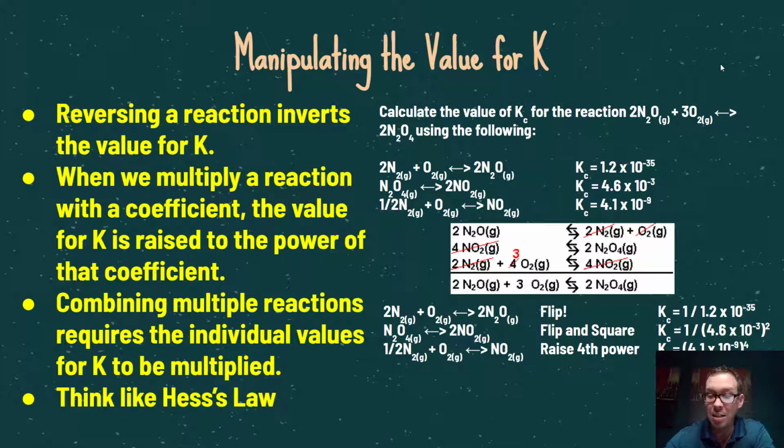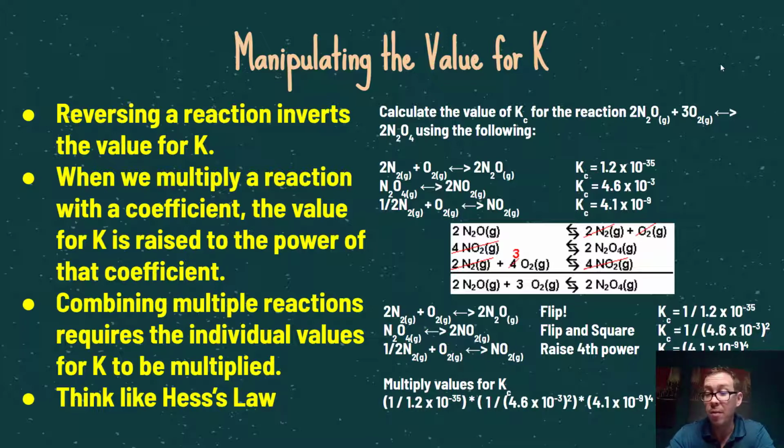So in that case, we need to go 1 over the value for K for that reaction, and then we're going to square that value in the denominator. And the very last one we raised to the 4th power, so we need to take the Kc there and raise it to the 4th power. Then what we do when we're done is multiply all those values for K together, and what we get is a K value of 1.1 times 10 to the 6th, which means that it strongly favors product production as opposed to reactant production.